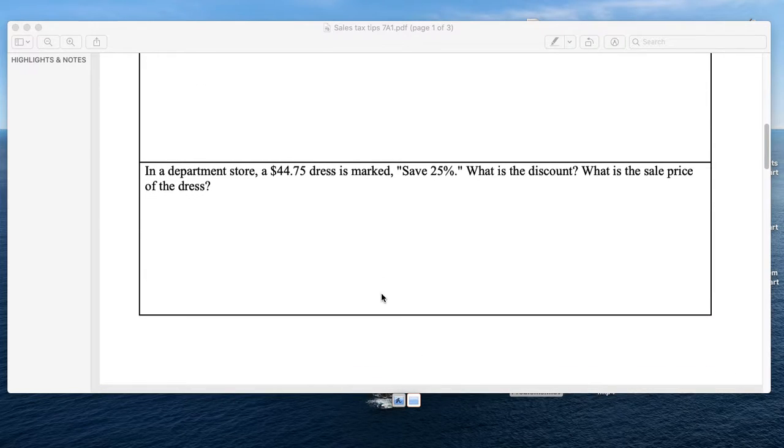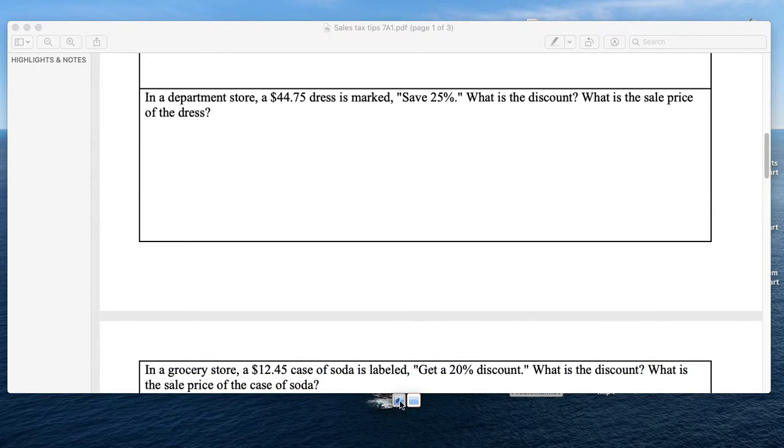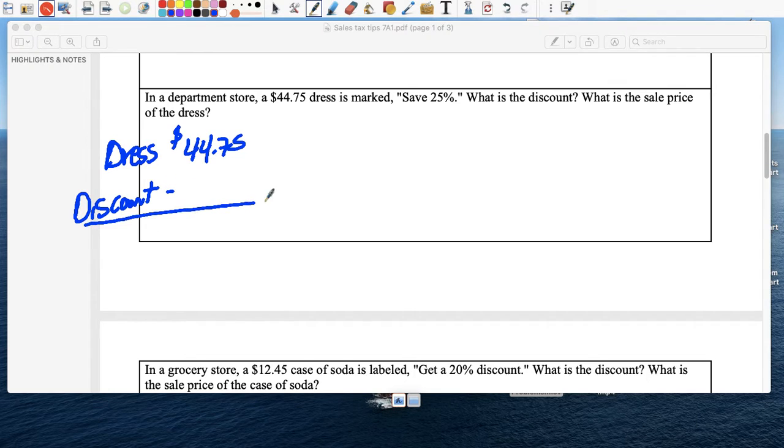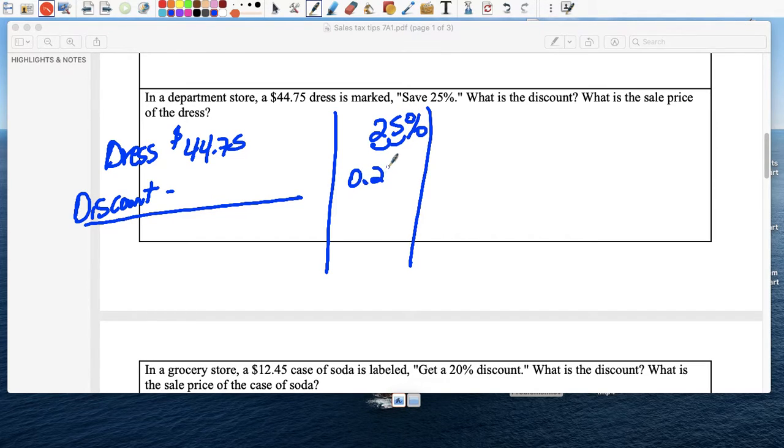In a department store, you have a discount. Okay, so let's do discount. So the dress is $44.75. It's a discount, so obviously we're going to be subtracting a certain value, and this certain value in this case is 25% of the original value. So let's move the decimal 2 over, and so we're going to use 0.25, and we're going to multiply that by 44.75. 0.25 times 44.75 equals 11.19 rounded.